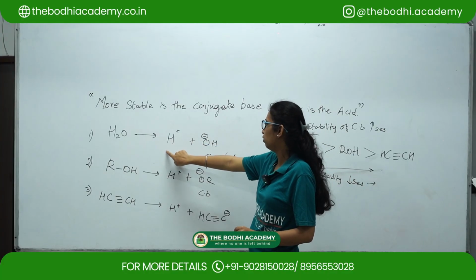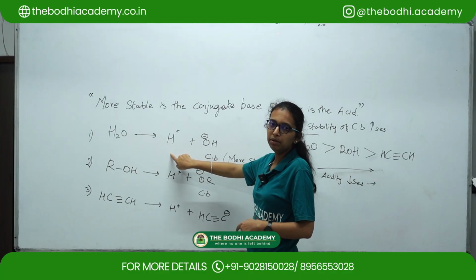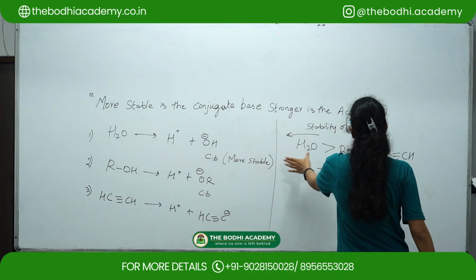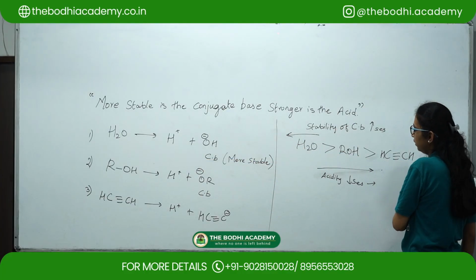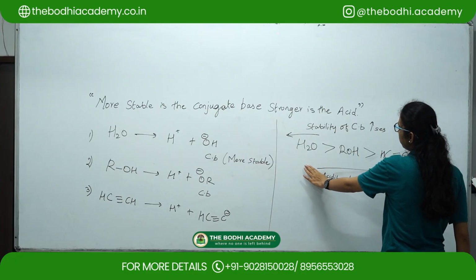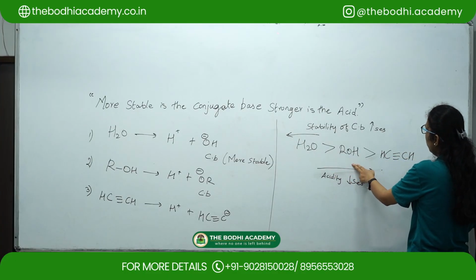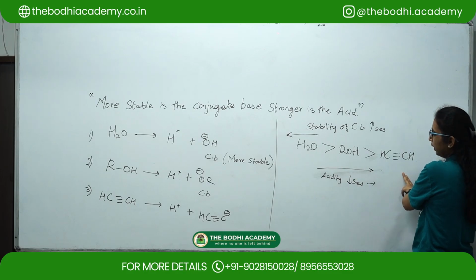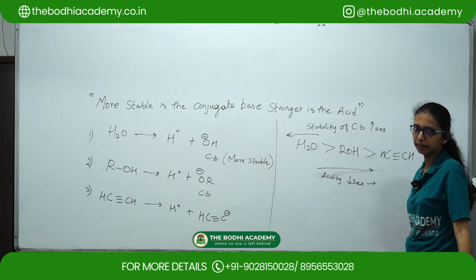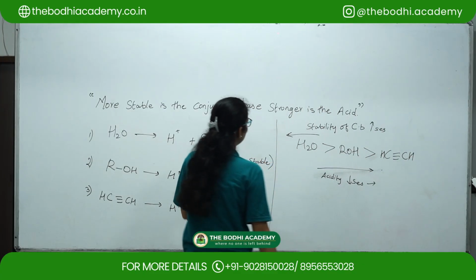So water will be more acidic, highly acidic. Therefore, when you see the order, they have asked for the decreasing order. Okay, so this way it decreases. Water will be most acidic, and then alcohol, ROH, and then your ethyne molecule. So this way the acidity decreases and the stability of the conjugate base increases this side. So this is how it is.